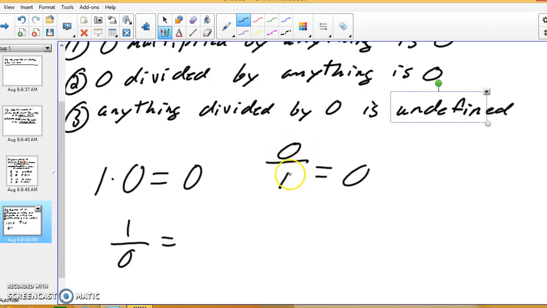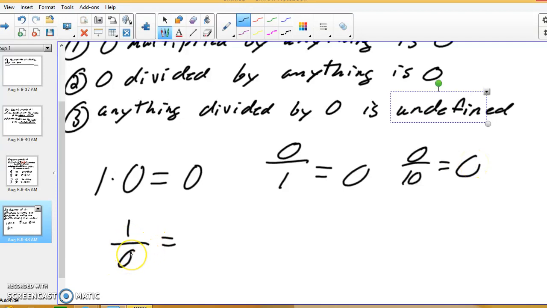Up here, 0 divided by 1, think of that as saying, okay, we have 0 cookies, and we're trying to divide it up amongst one person. How many cookies does that one person get? Well, they get 0 because there are 0. This would be the same if we had 0 divided by 10. If we had 0 cookies and we're trying to divide them up amongst 10 people, everybody gets 0.